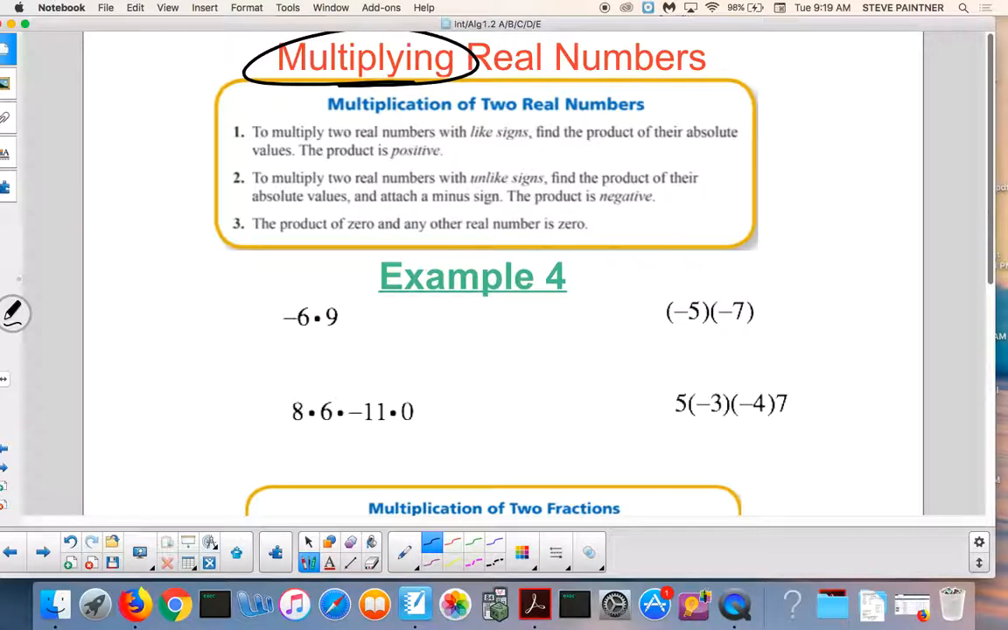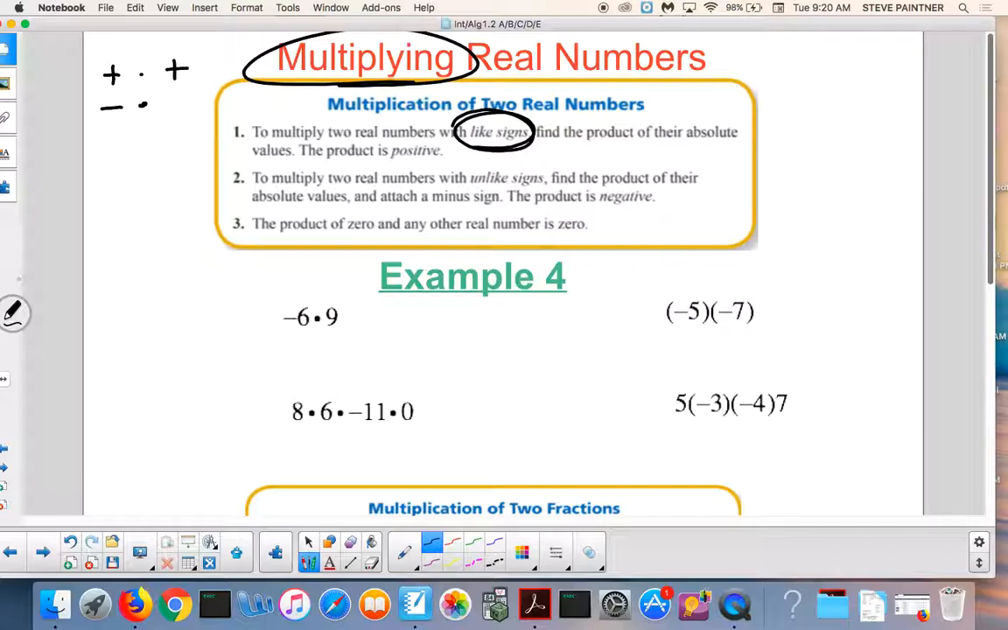Okay, we're going to multiply. Last Friday we added, kind of subtracted, but just added positive and negative numbers. Today we multiply positive and negative numbers. Here's what you probably want to circle here. We're going to multiply two real numbers with like signs. Now when I say like signs, I mean positive times positive or negative times negative. So let me just do that over here.